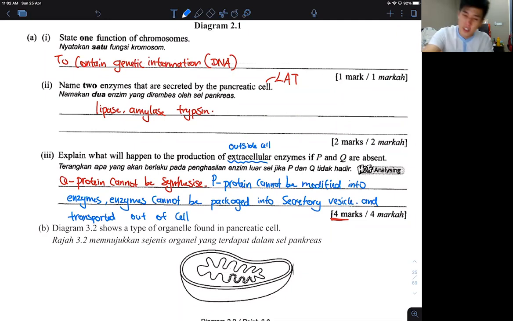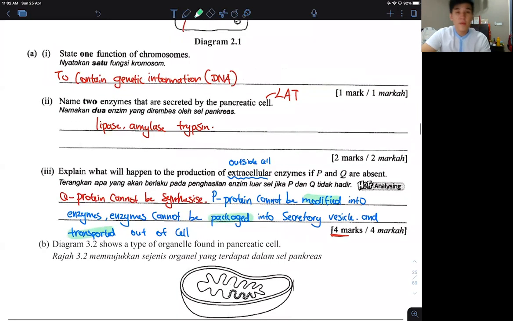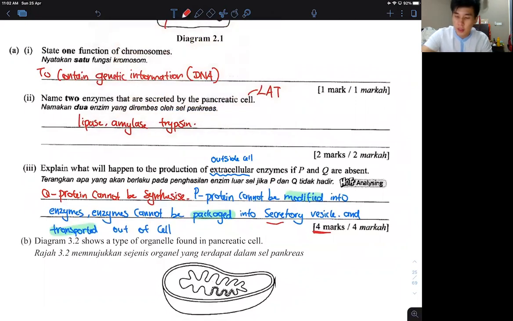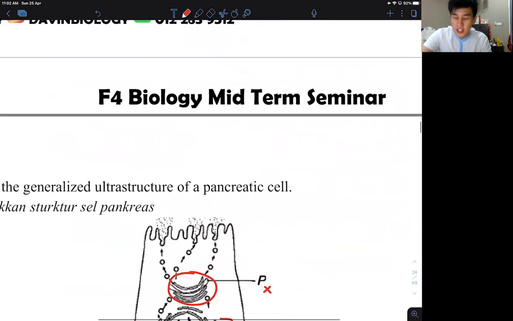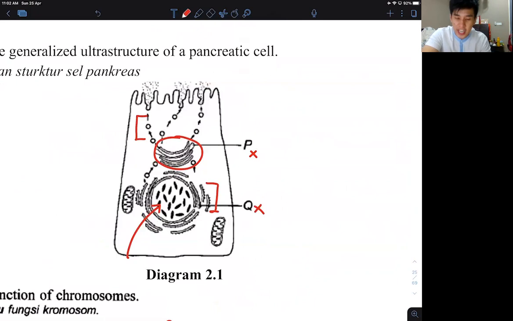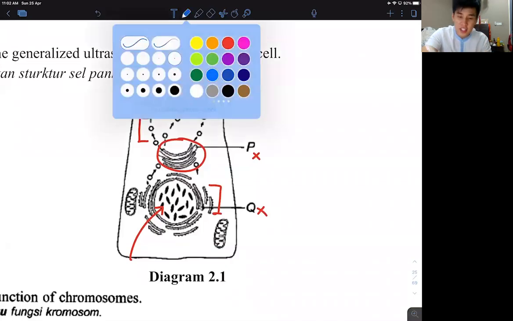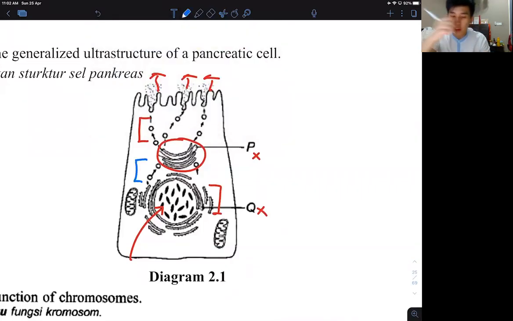Then you can see you have modify, package, transport. So secretory vesicles, this one here, you can see? This round thing, they are carrying the enzymes out of the cell. And this is the transport vesicle from rough ER to Golgi apparatus. P is Golgi apparatus.